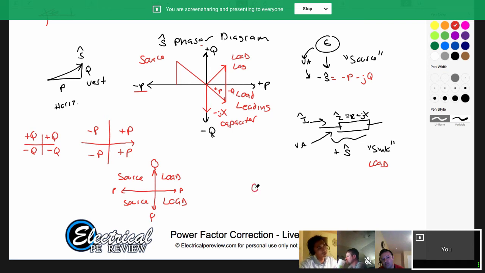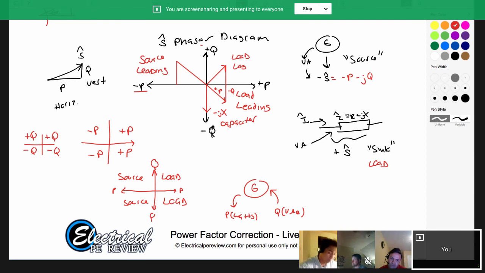That means we've got some kind of source, a generator. We've got a negative P, so it's sending watts, right? But it's taking in reactive power. That makes sense? This is a leading source. This is one of the reasons why you can use an induction machine as an induction generator.